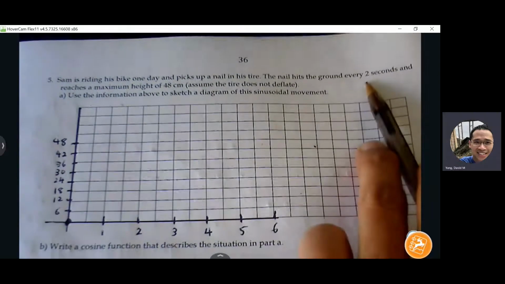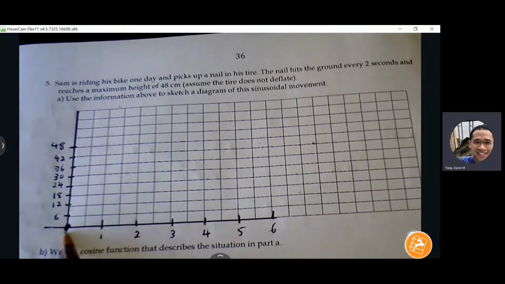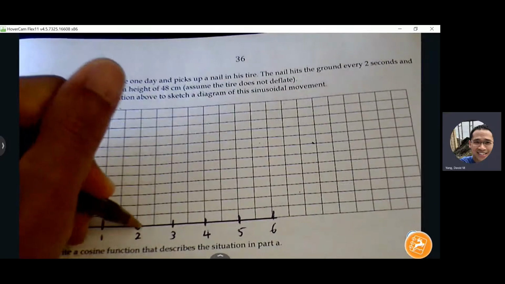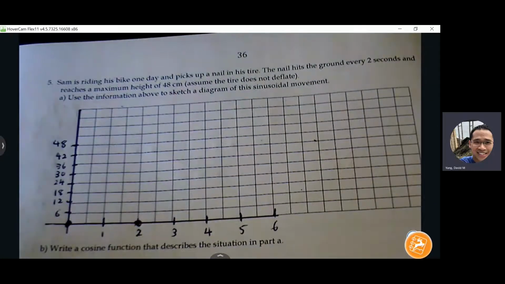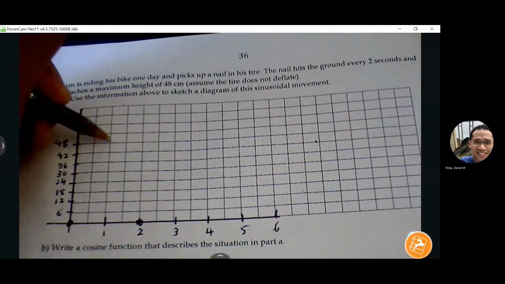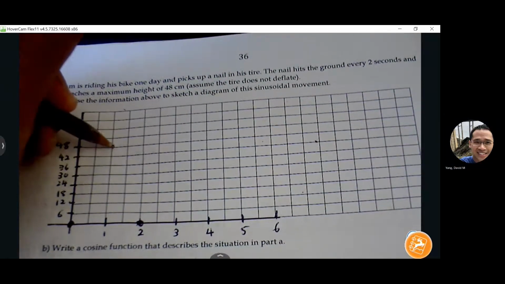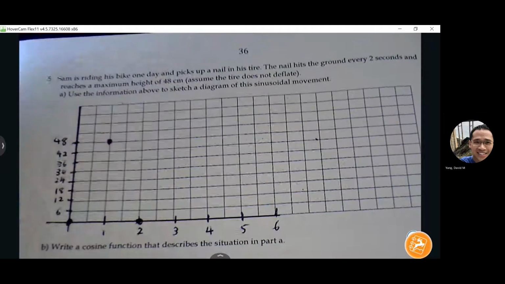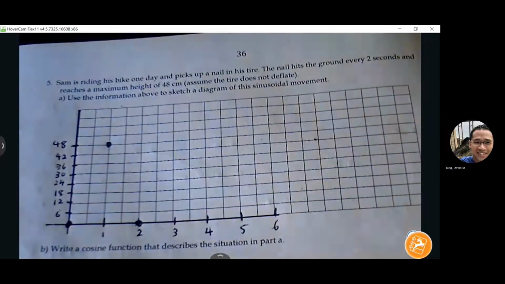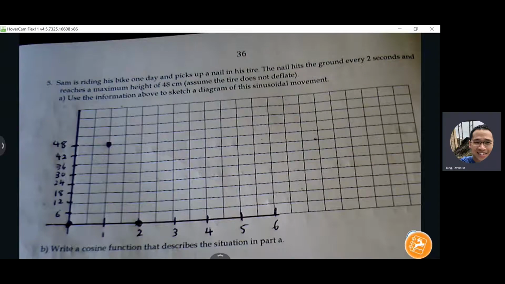Well, since it hits the ground every 2 seconds, it's going to hit the ground at 0 and at 2. So where is he going to hit his maximum height? 1 second, right? Okay, so from this, we can figure out the period, the amplitude, and the D value.